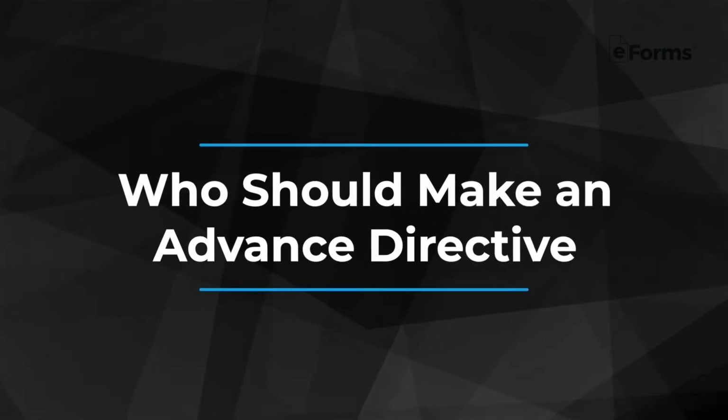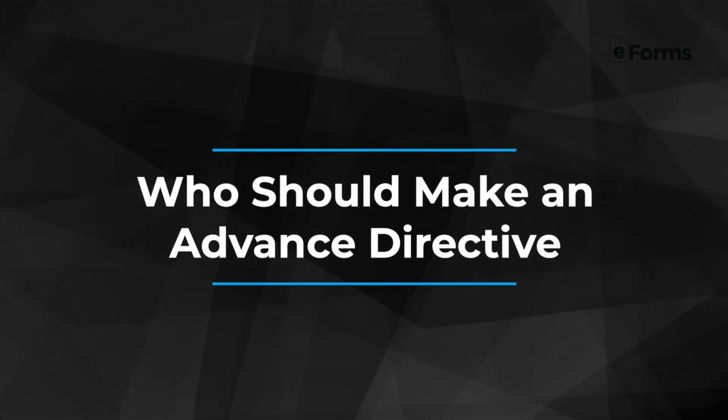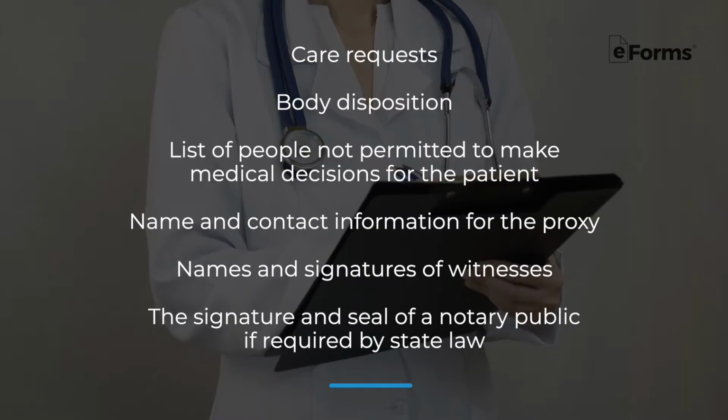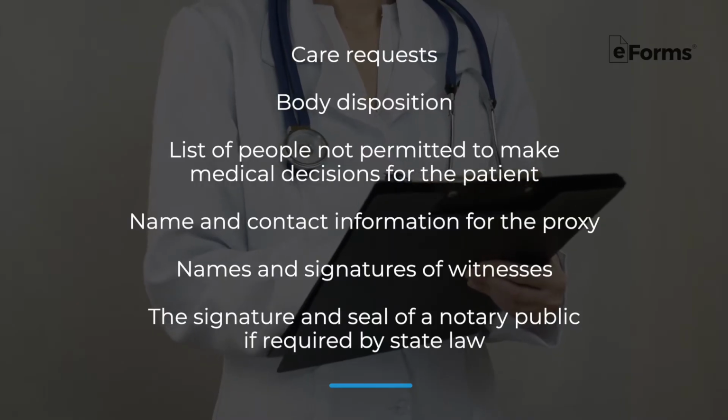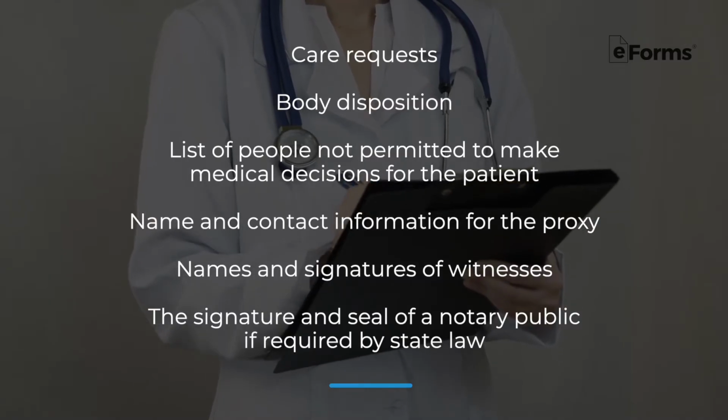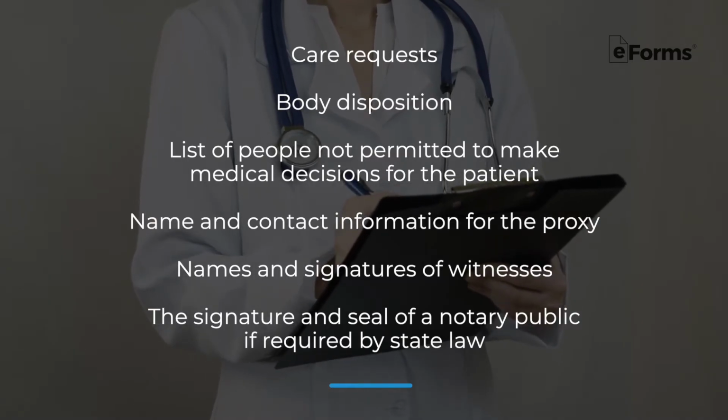Next, let's cover who should make an advance directive. Advance directives are usually used by patients suffering from terminal conditions or life-limiting illnesses from which they are unlikely to recover. It's wise to include the following details in any advance directive: care requests, body disposition, list of people not permitted to make medical decisions for the patient, name and contact information for the proxy, names and signatures of witnesses, and the signature and seal of a notary public if required by state law.